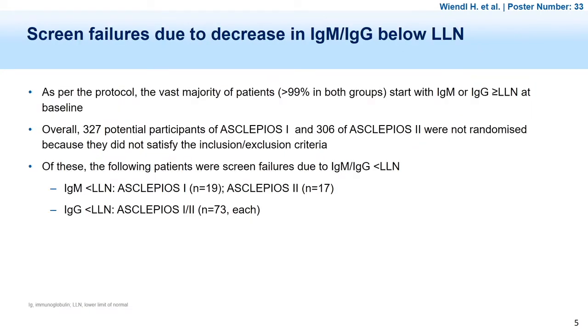One has to say that screening for IgM and IgG levels belonged to the inclusion criteria. Only very few patients did not pass this point, so 99% started with normal levels of IgM and IgG.